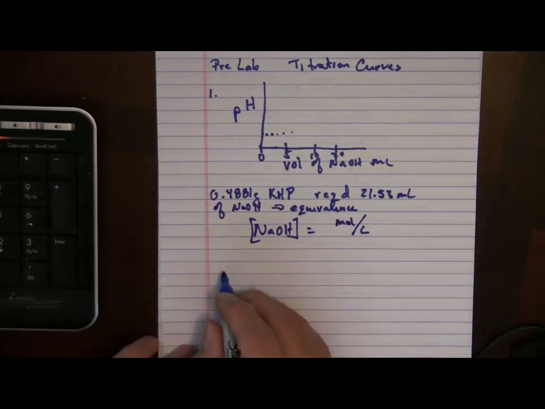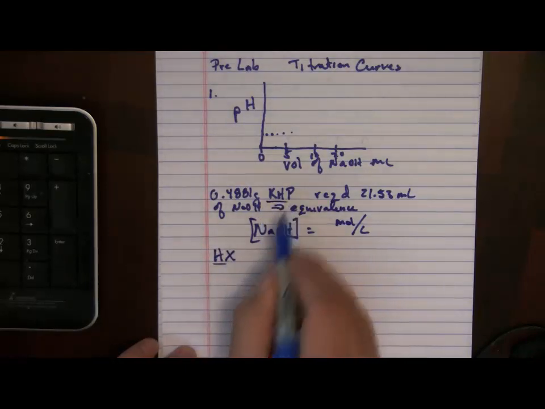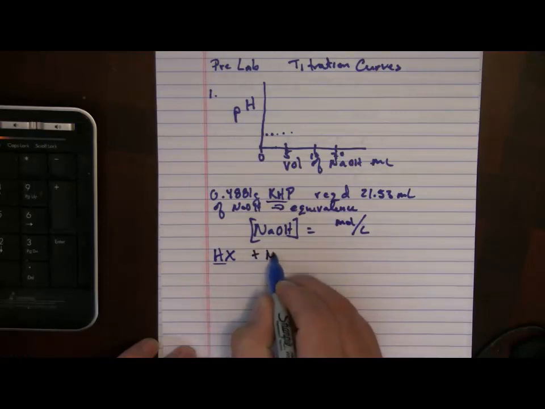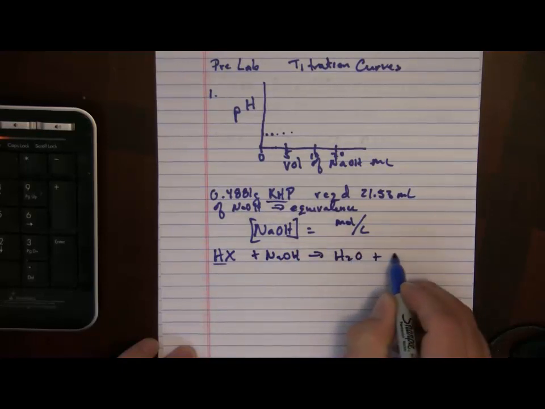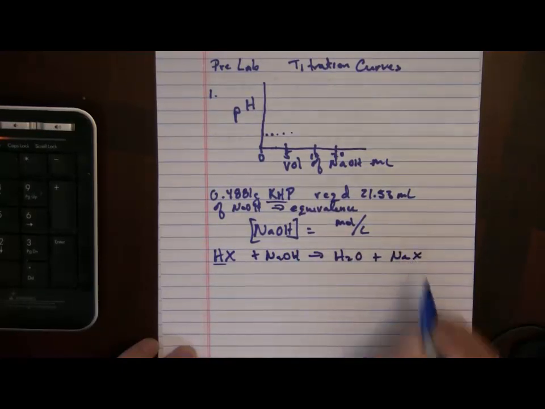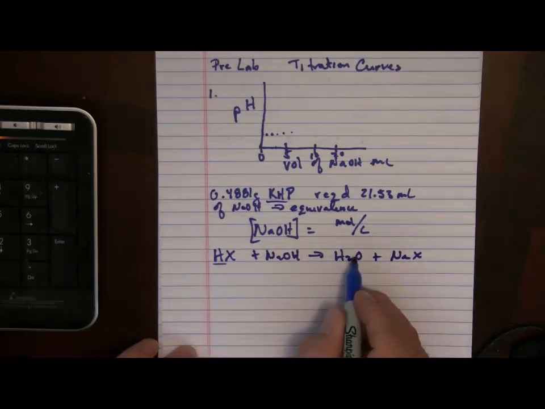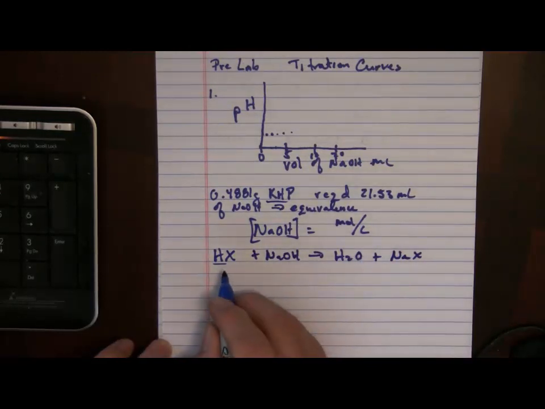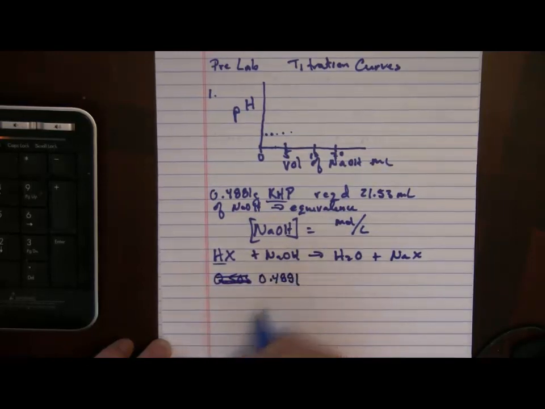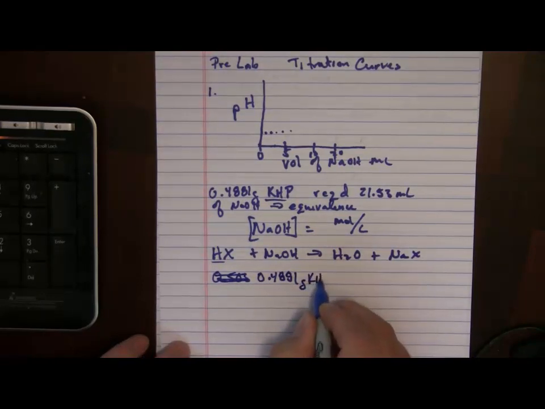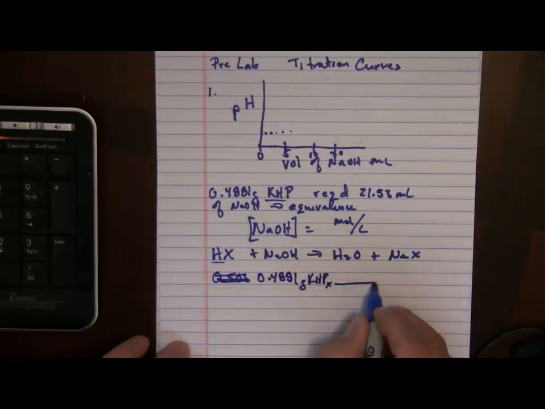In this particular calculation, the reaction is going to be a titration between this HX, and that's the KHP, plus sodium hydroxide, and that yields water, plus this NaX salt. These are aqueous, and that's a liquid. So our concentration of sodium hydroxide will be, we weigh out here 0.4881 grams of KHP.